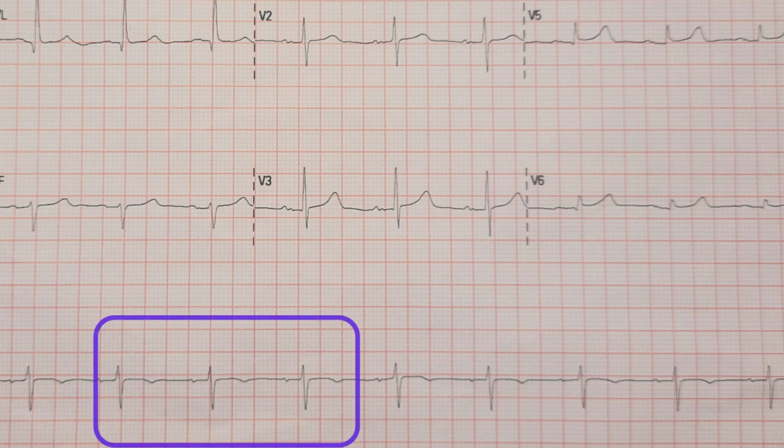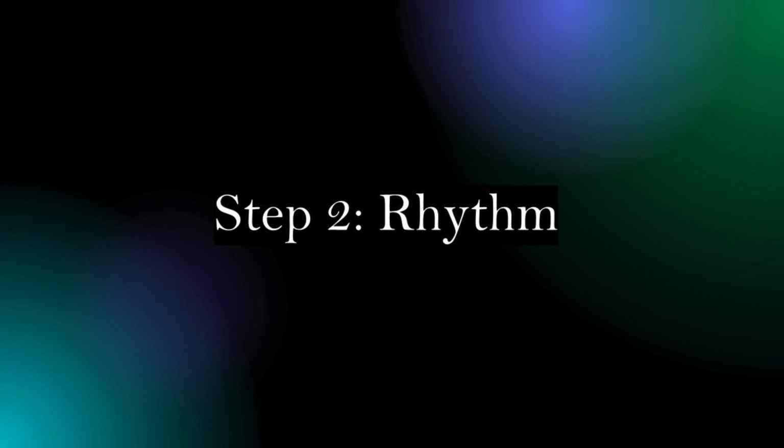The correct answer is 75 beats per minute. You need to divide 300 by the number of big squares between two QRS complexes. Here we have got 4 big squares, so 300 divided by 4 is 75. Step 2 is to assess the rhythm.